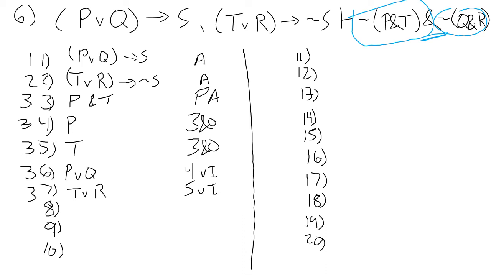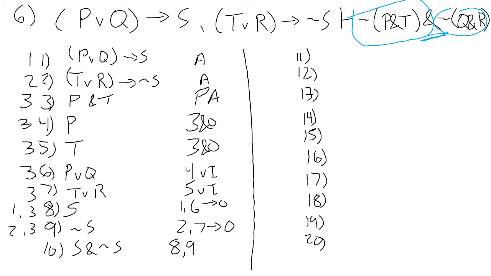So now I have the two antecedents to my two conditionals, so I can get S from 1 and 6. Arrow out, 1 and 3. And tilde S from 2 and 7. Arrow out. Now I've got my contradiction. So that's going to be 8 and 9. Ampersand n. 1, 2, and 3.